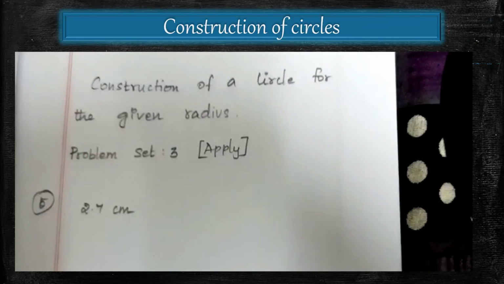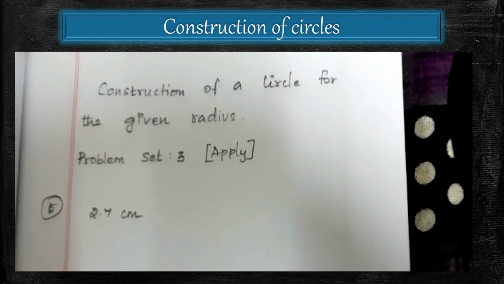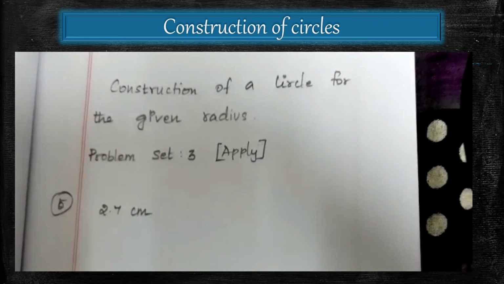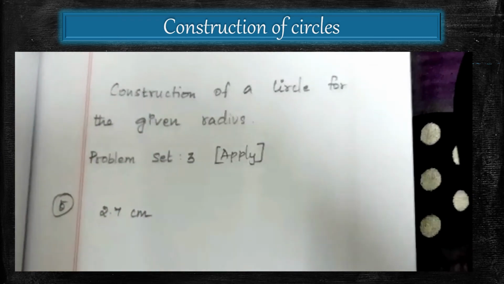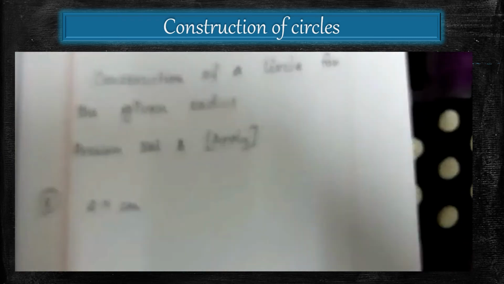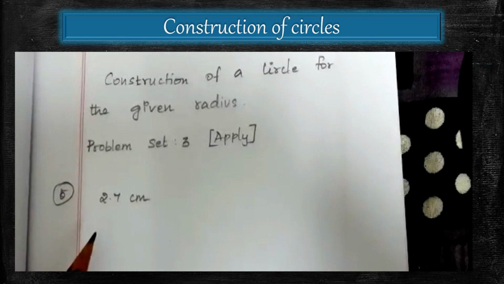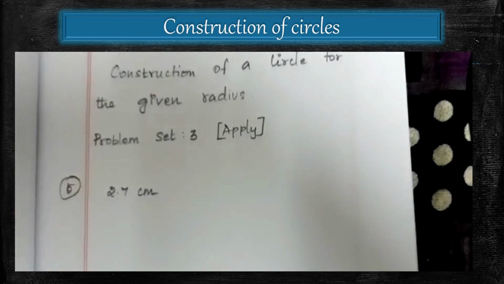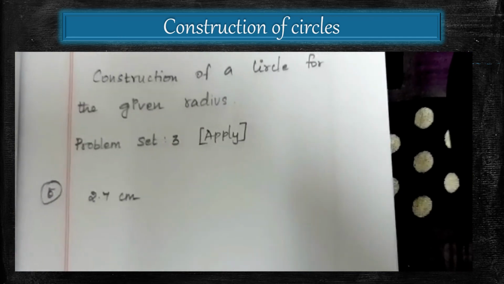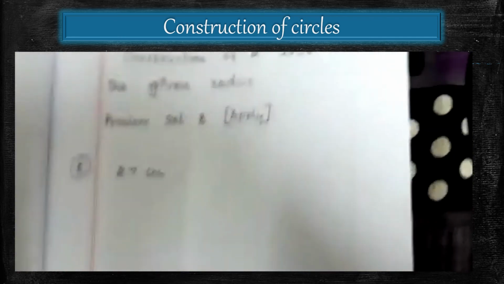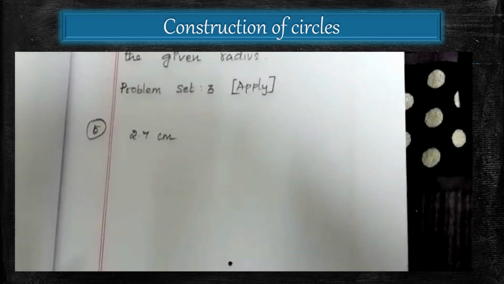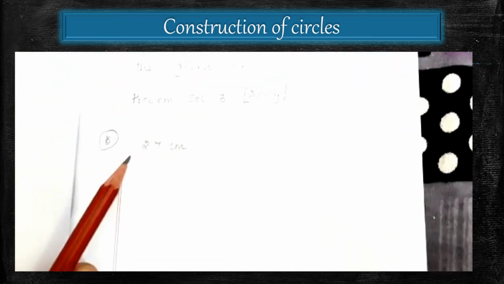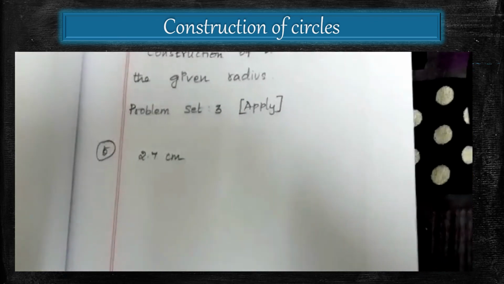Now we are going to see how to construct a circle for the given radius. I am going to try a sum from problem set 3, apply part, page number 17 of your textbook, fifth sum. The given radius here is 2.7 centimeters. The first step, always in geometry, is to mark a point. Now we know the radius is 2.7. There are two ways of drawing the circle, children.